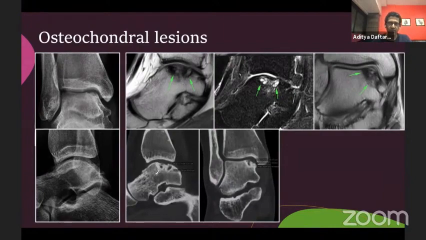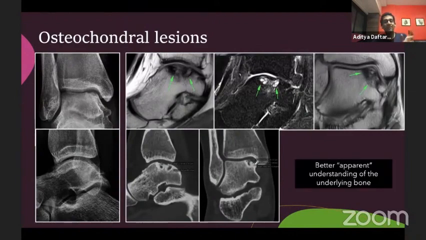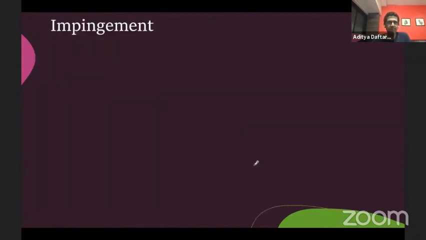You know, if you're going to get an OATS, you have a clear idea of how much of that bone you're going to harvest and take out and how much of the gap you need to fill in. I think you're just much more comfortable with looking at CT when it comes down to bone. So it gives you a better understanding of the underlying bone when it comes to osteochondral lesions.